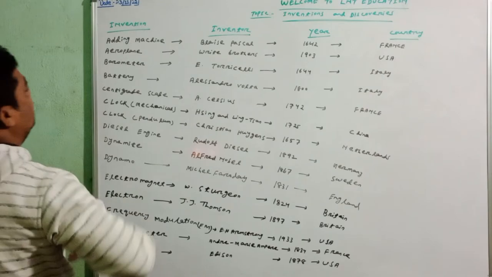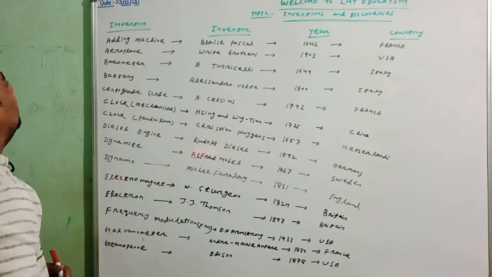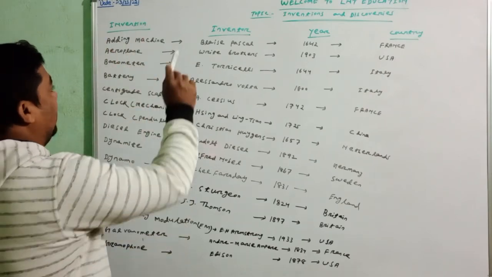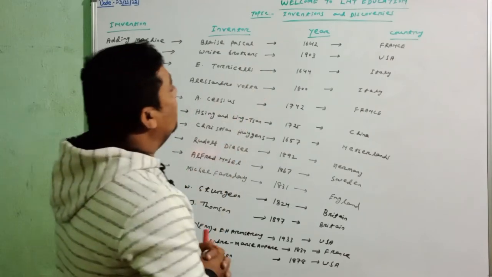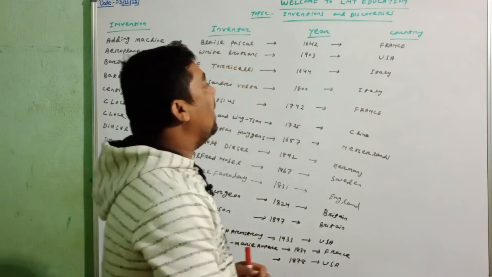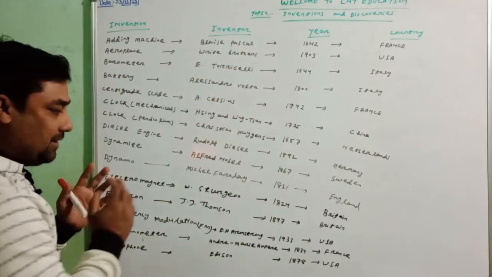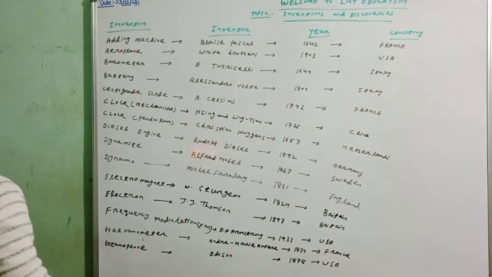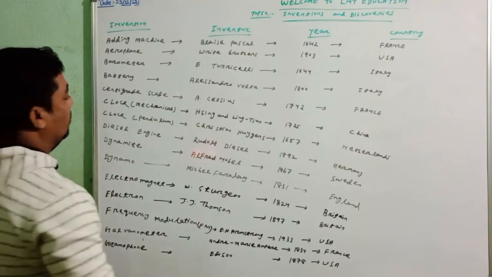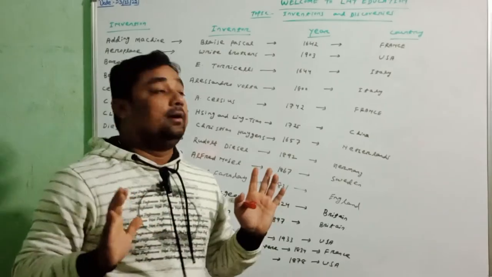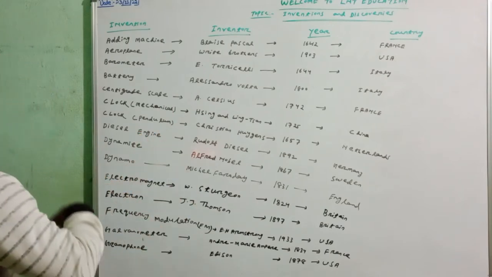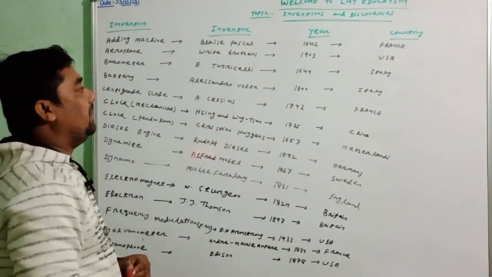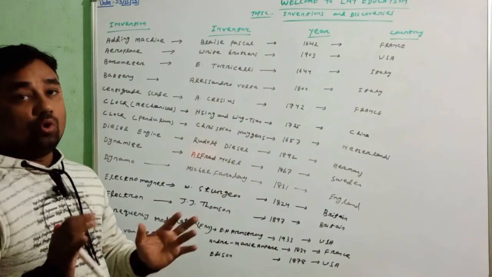So we have done it in four columns. In the first column I have written invention, in the second column inventor, in the third column year, and in the fourth column the country the scientist belongs to. So let's discuss one by one. Today we'll discuss 30 important inventions and discoveries, their inventor names, in which year the invention took place, and which country the inventor belongs to.